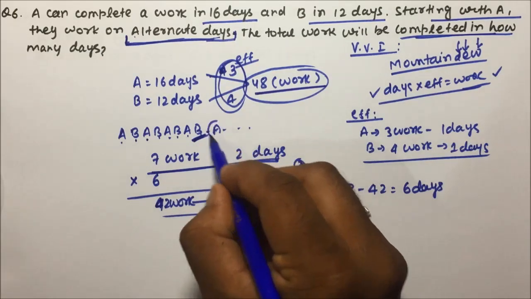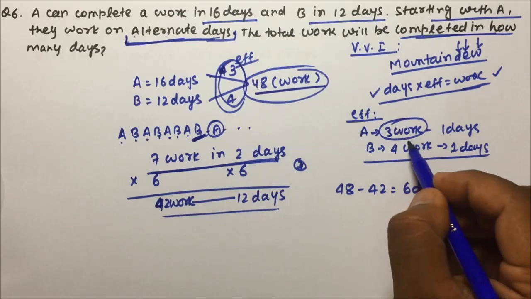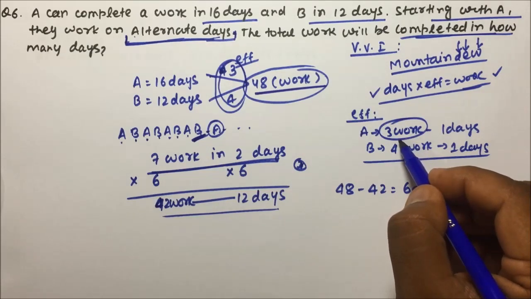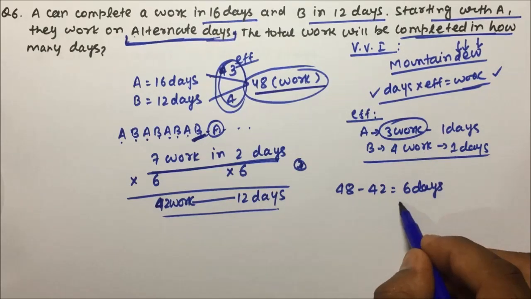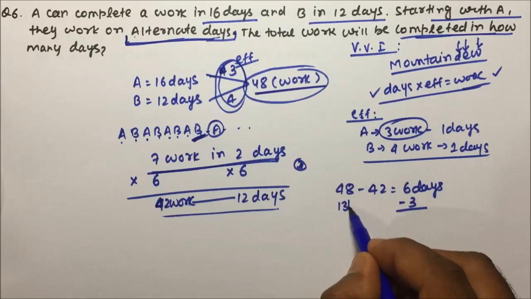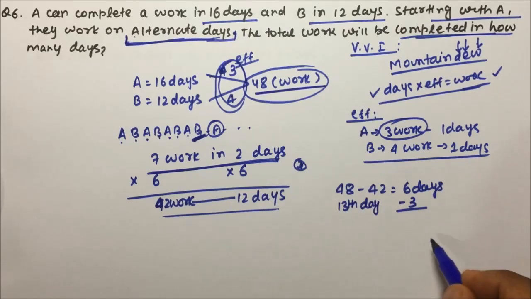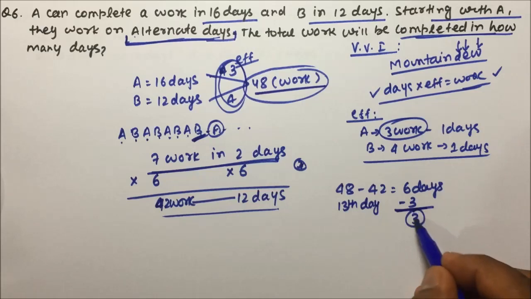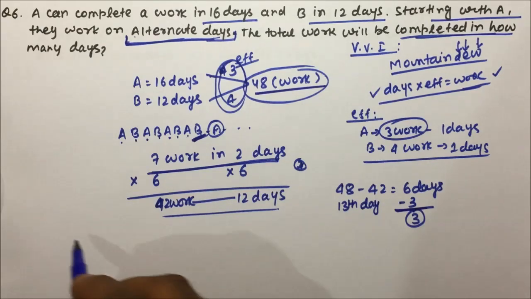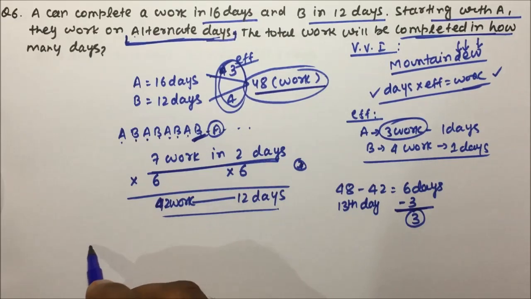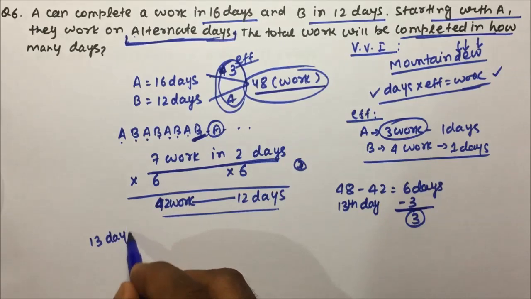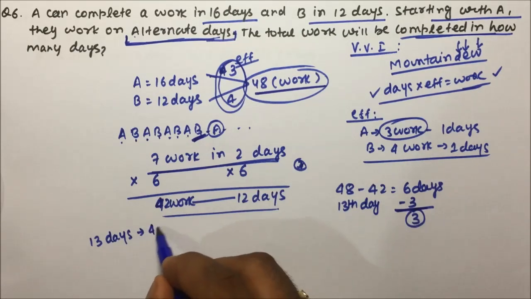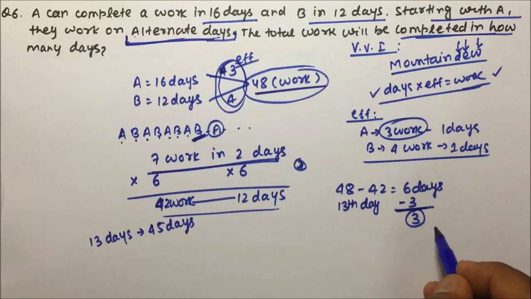Now A has to work. So A is completing how many work in a day? A is completing 3 work in a day. So in the 6, A will complete 13th day. On the 13th day A will complete 3 work. So the remaining work will be 3. Right? Okay. So in 13 days, friends, I can say they have completed 42 plus 3, 45 work. Now 3 work is pending.